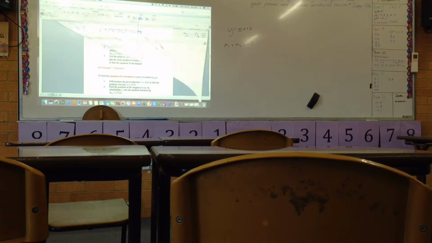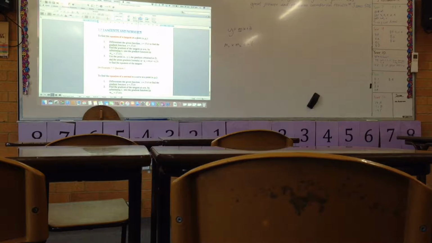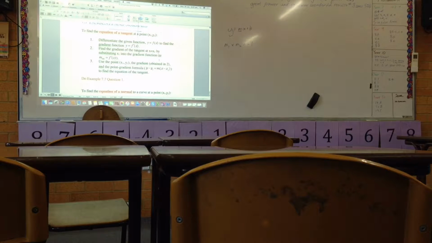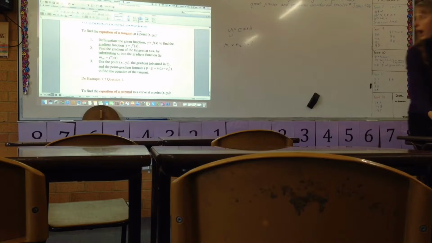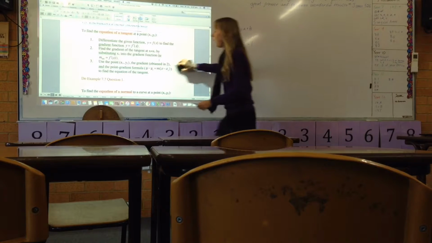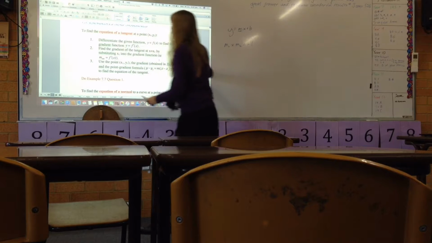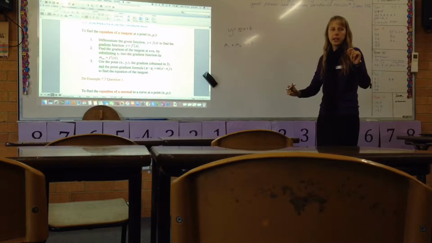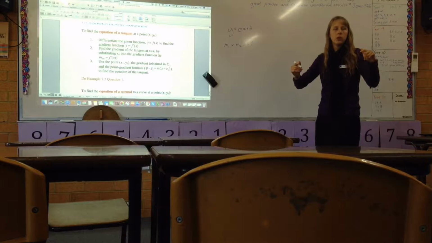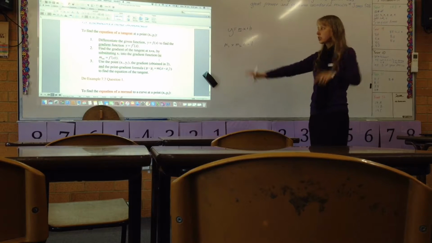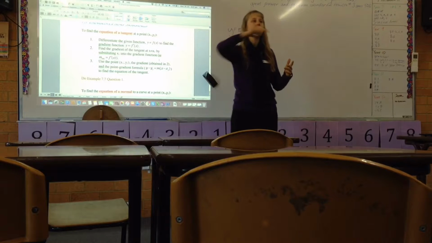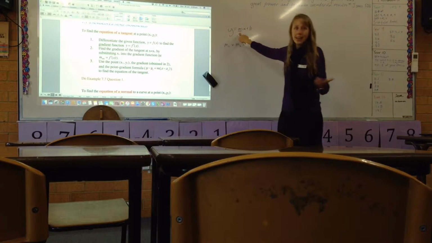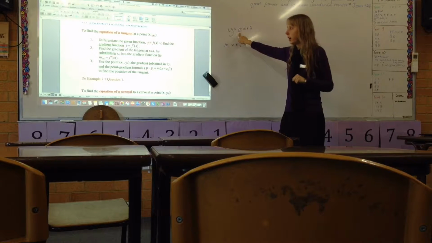And it's going to say very similar things here. So the equation of a tangent at the point x1, y1. Step number 1, differentiate the given function to find the gradient function. Why do we need to differentiate it? We said it just before. To find the gradient. So when we differentiate our function, in other words, we're differentiating that graph, it gives us the gradient, which is the m, which we need to find the equation of a line.